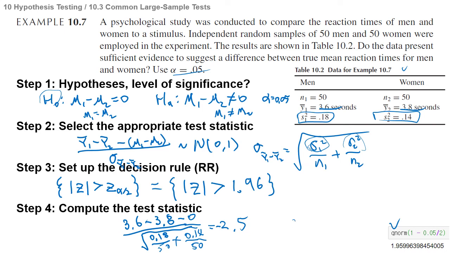and the absolute value of minus 2.5 is greater than 1.96. So you reject the null hypothesis, and you can conclude that men and women have different stimulus effects. The reaction time of men and women is different with alpha level 0.05. So this is our conclusion, and yeah, that's it. Homework for chapter 10.3 are these.